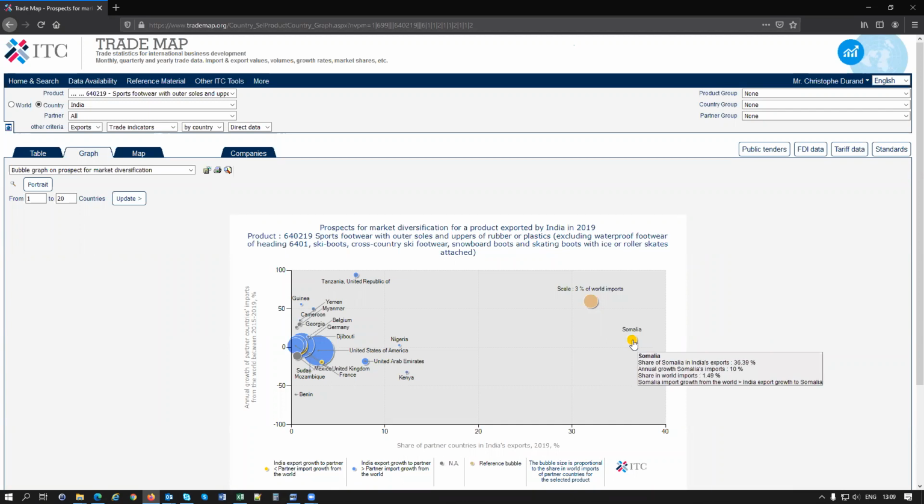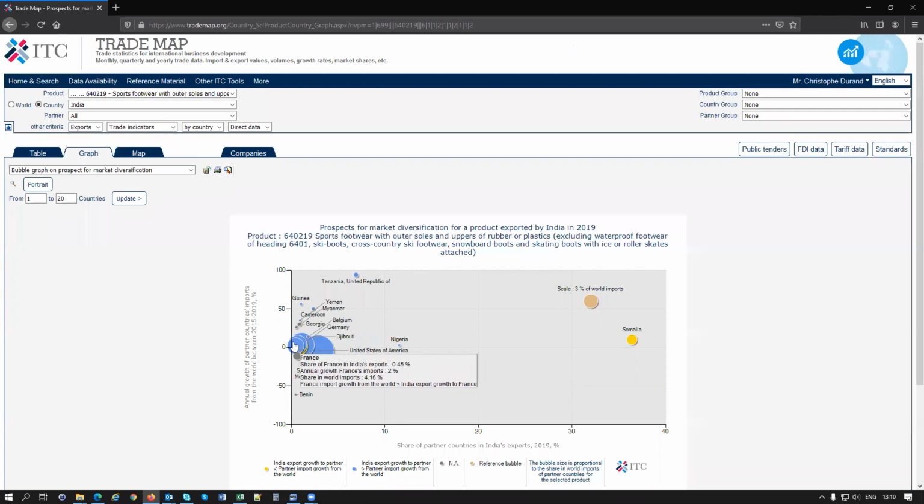In Somalia, it's a growing market, and India is exporting more and more, but not as much to fill the demand in the Somalian market. So as a consequence, India is losing market shares in Somalia for that particular product. So that's the thing. Basically, a big blue bubble at the top of the graph would be the best choice. And here you have big bubbles, but they are a bit low.